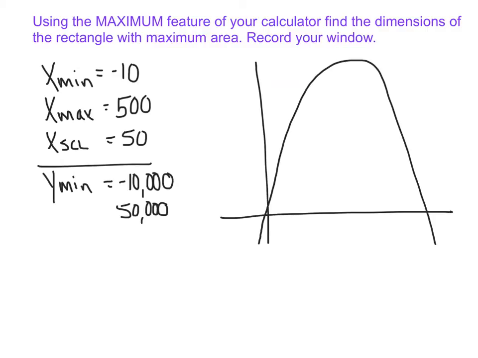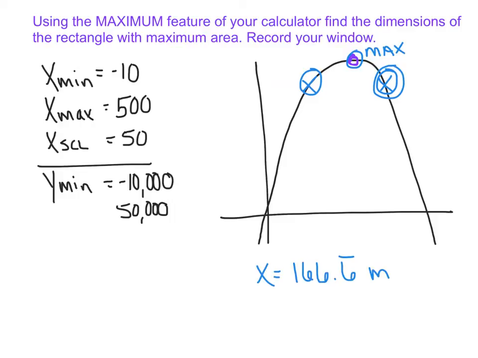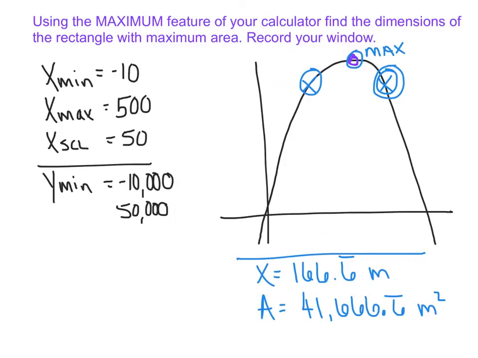I'm going to go find the maximum right here. Just to refresh your memory on how you got there, you hit second trace, which took you to the calculate menu, and we're looking at choice 4. We're going to set the left bound right here, and we're going to set the right bound right here. Bang, bang, hit it twice. And your maximum turns out to be, now this was interesting, it wasn't quite what I expected. The width, or my x value, needs to be 166.6 repeating meters, and the area, or the y value in this case, ended up being 41,666.6 repeating meters squared. So it was pretty close to my prediction. I think our prediction was around 150, so we're in that neighborhood, in that ballpark, and so that seems to be a very trustworthy answer.